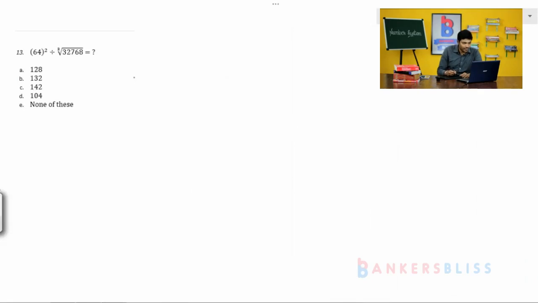(64 square), that is 64 into 64 divided by cube root of 32768, cube root of 32768. See the options, all are natural numbers, therefore the denominator part is a perfect cubic number. So 768, 2 cube is 8. So 2 has to come next.